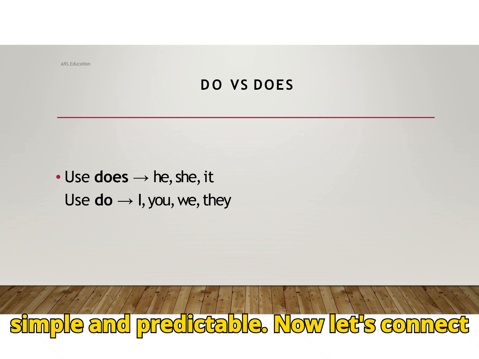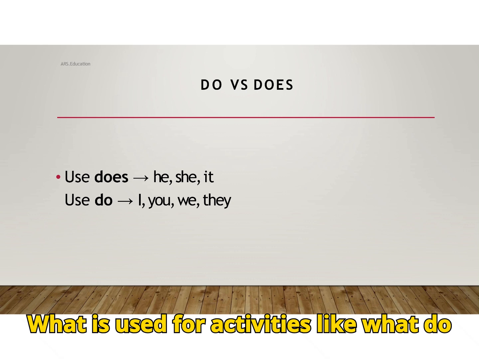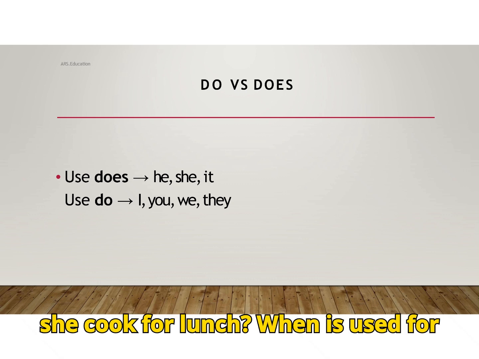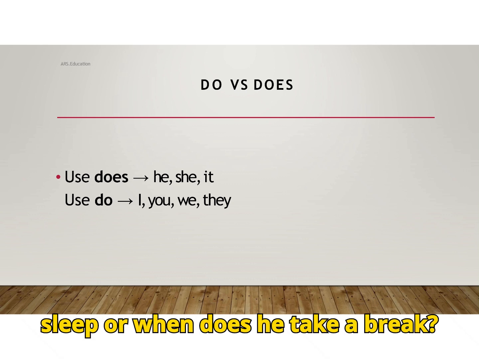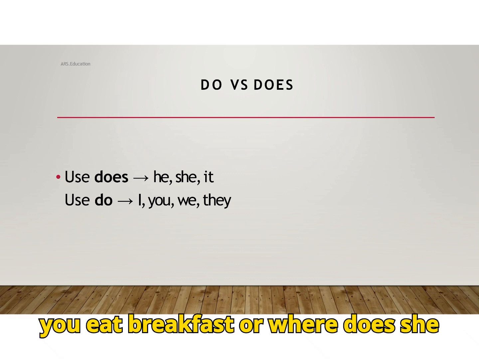Now let's connect the WH words with real daily activities. What is used for activities? Like what do you do after waking up? Or what does she cook for lunch? When is used for time? For example, when do you go to sleep? Or when does he take a break? Where is used for location? Like where do you eat breakfast? Or where does she study?